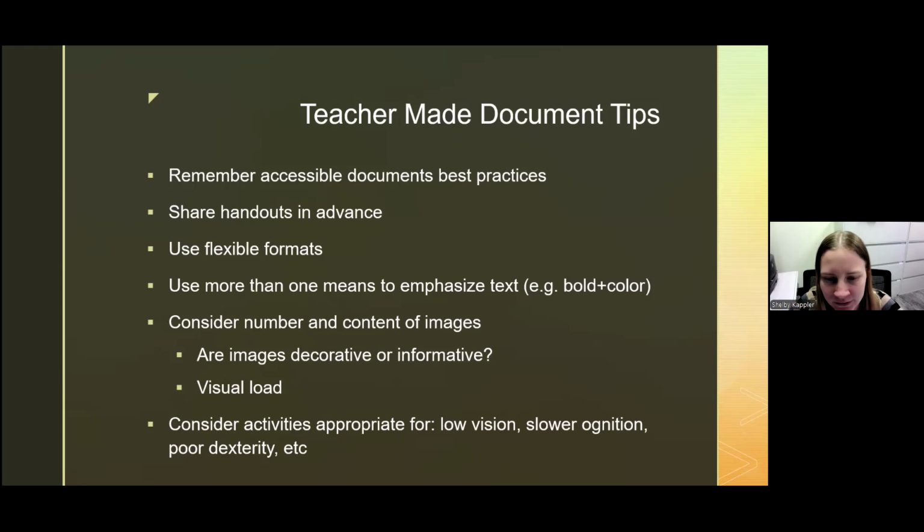And also considering activities that are appropriate for all students. So if you've got maybe a matching game or a word bank or a crossword or something, is this going to be easy for students to do with low vision? If students have lower or slower cognition, are they going to be able to follow along and participate in these activities? Similarly, if a student has poor dexterity, how are they going to be able to participate equally? So just really keeping accessibility in mind in everything that we're doing and creating.